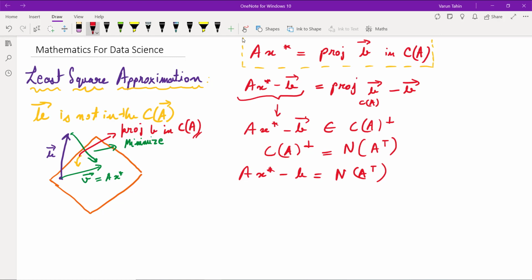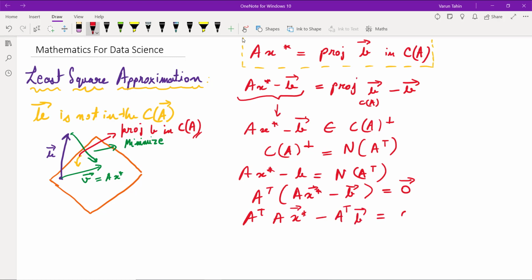That is, if we multiply A transpose by this, which is AX star minus B, then we will get the 0 vector. And to simplify it further, we can say A transpose into A into X star minus A transpose B will be equal to 0. And if we take this element to the right side, we will get A transpose A X star equal to A transpose B, right?